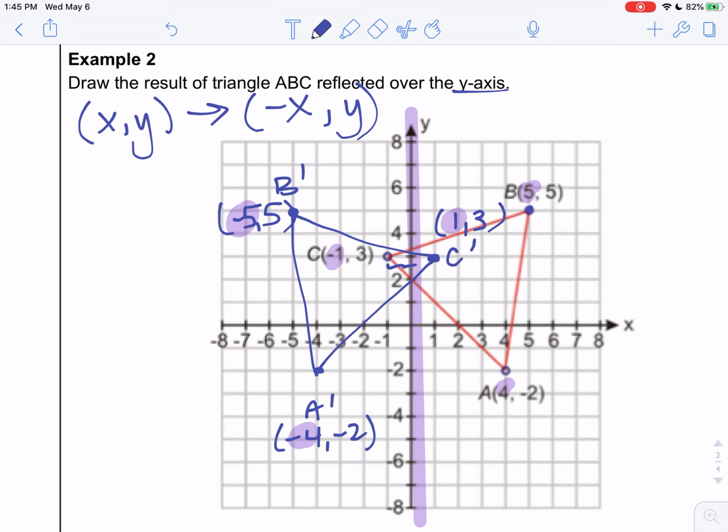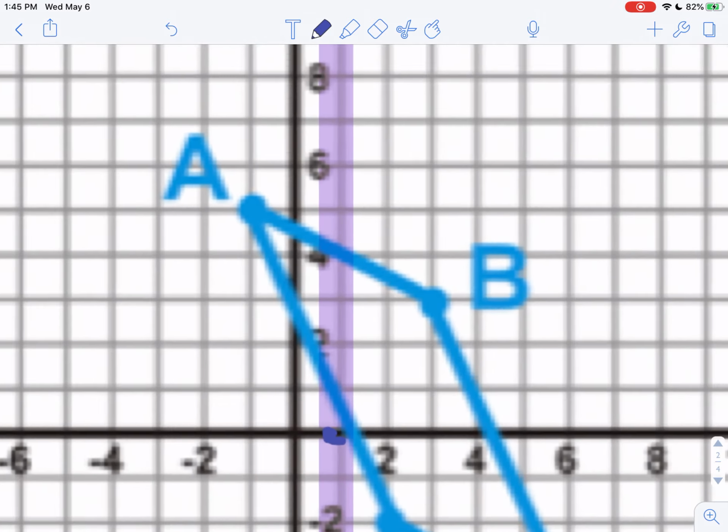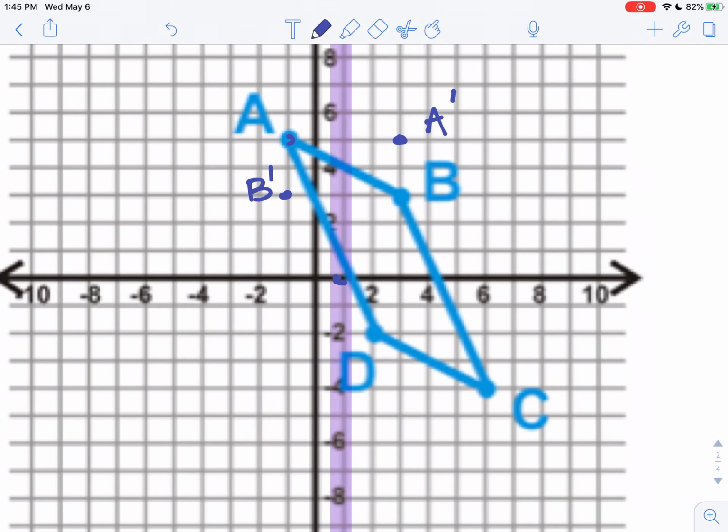All right, cruising along. Now we're going to reflect over the line x equals 1. X equals a number is always a vertical line, and since it's x equals 1, we have a vertical line through 1. In this case, probably the easiest thing to do is that counting piece again. A is 2 units to the left of my line of reflection, so I count out to the right 2 units. Same thing with B. B was 2 units to the right, now I'll go 2 units to the left. D was 1 unit to the right, so D prime will be 1 unit to the left. And C is 5 units to the right, so C prime will be 5 units to the left. And here is my figure.